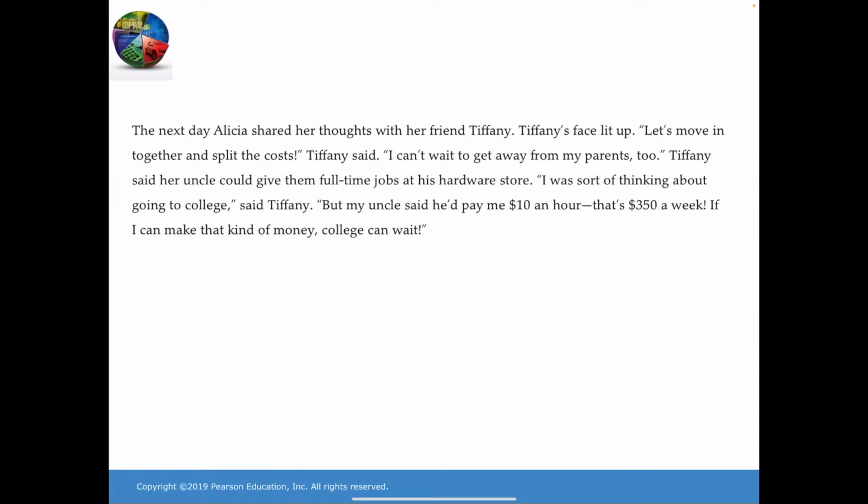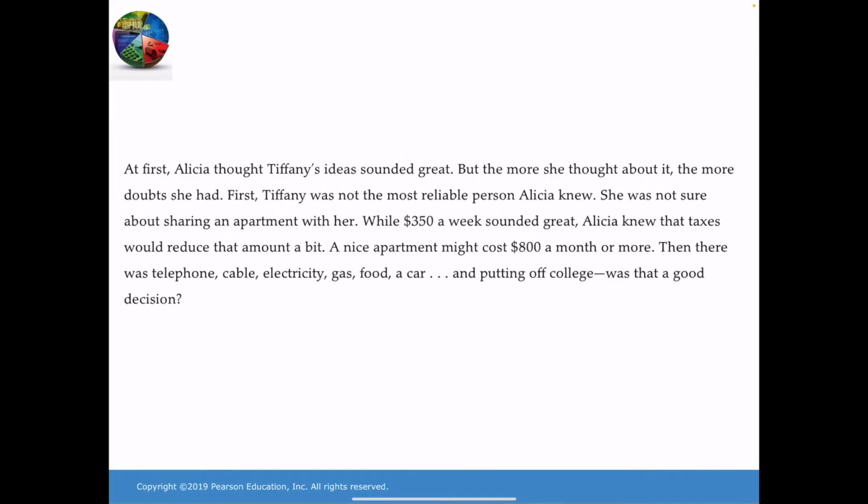The next day, Alicia shared her thoughts with her friend Tiffany. Tiffany's face lit up. "Let's move in together and split the costs," Tiffany said. "I can't wait to get away from my parents too." Tiffany said her uncle could give them a full-time job at the hardware store. "I was sort of thinking about going to college," said Tiffany, "but my uncle said he'd pay me $10 an hour. That's $350 a week. If I can make that kind of money, college can wait."